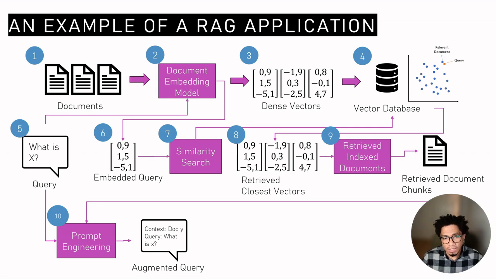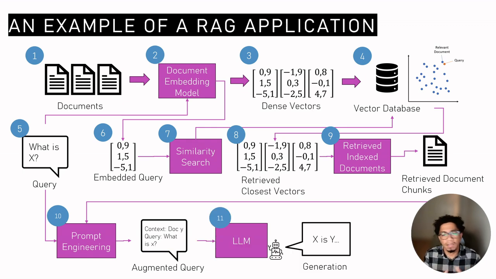And you take that text and you take the query and you do some prompt engineering. So there's a prompt template where you essentially augment that query to say, hey, look, here are the retrieved document chunks, treat this as the context. Here's the user query. Now respond to the user query given the retrieved document chunks. So the context could be document Y, and the query is what is X, and the LLM then takes that as an input and outputs, well, X is Y. So that's the generation component.